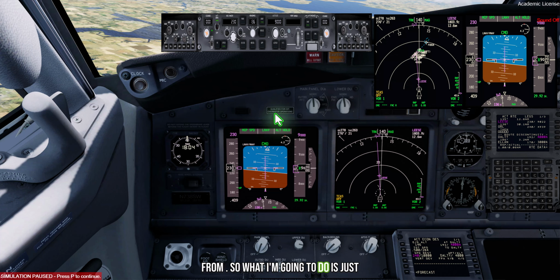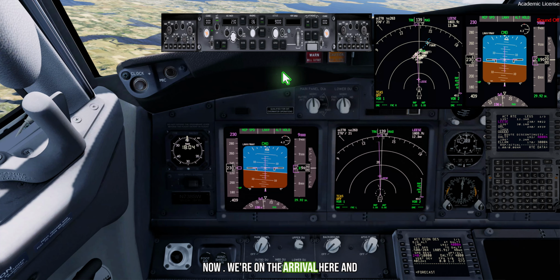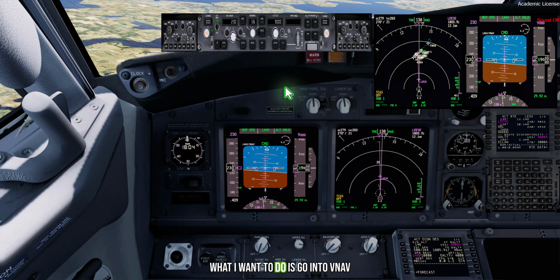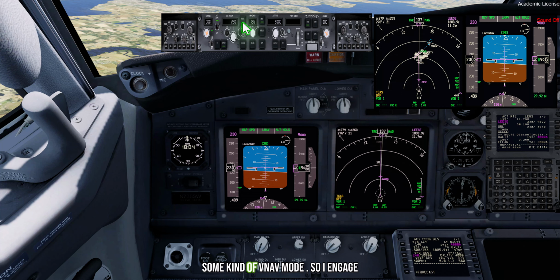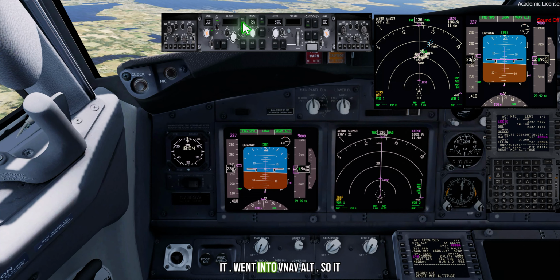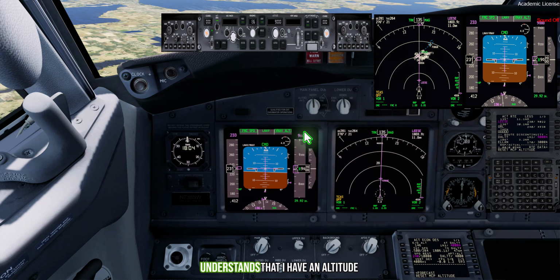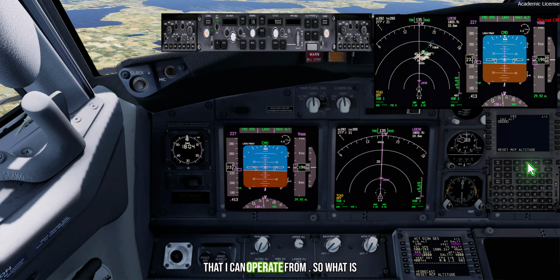So what I'm going to do is just kind of release us a bit here so that we can look and see how this operates. Okay, so we're moving now. We're on the arrival here. And what I want to do is go into VNAV because I want VNAV path here or some kind of VNAV mode. So I engage it. It went into VNAV altitude, so it understands that I have an altitude that I can operate from.